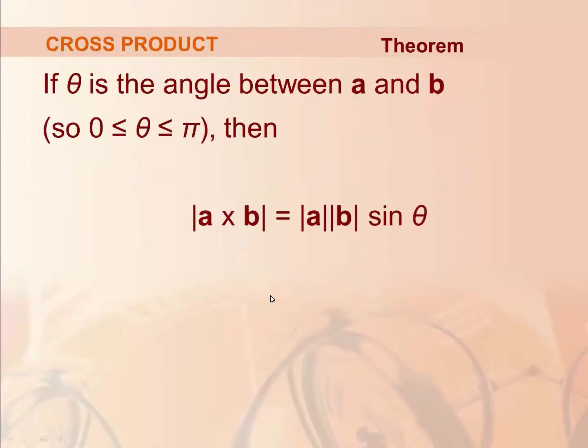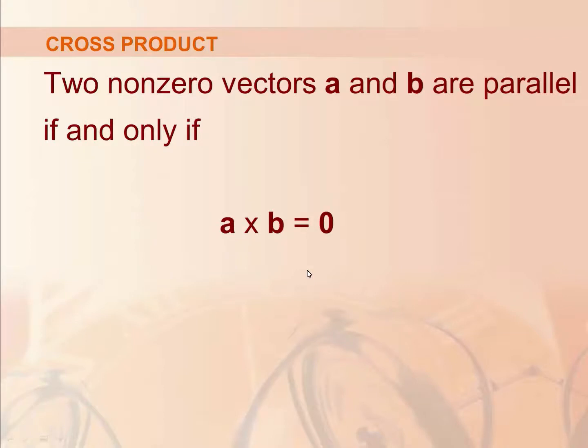If theta is the angle between A and B such that theta is between 0 and pi, meaning 0 and 180 degrees, then the magnitude of A cross B equals the magnitude of A times the magnitude of B times sine theta, unlike A dot B, which is the magnitude of A times the magnitude of B times cosine theta. Here it becomes the magnitude of A times the magnitude of B times sine theta. And two non-zero vectors A and B are parallel if and only if A cross B equals 0.